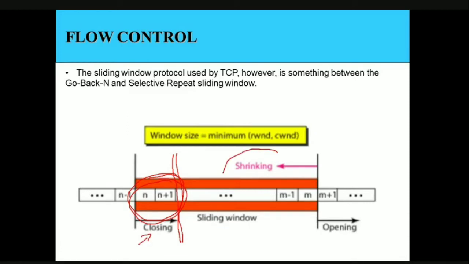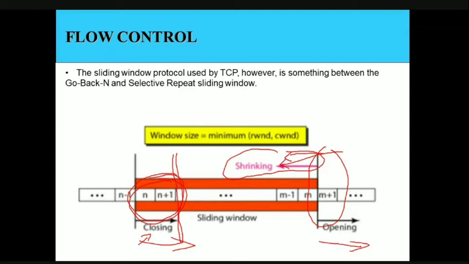The next one is shrinking. So if you see, the opening is from left to right and closing is also from left to right, but shrinking is from right to left direction. So shrinking the window means moving the right wall. This is our right wall, right? Moving the right wall to the left side.